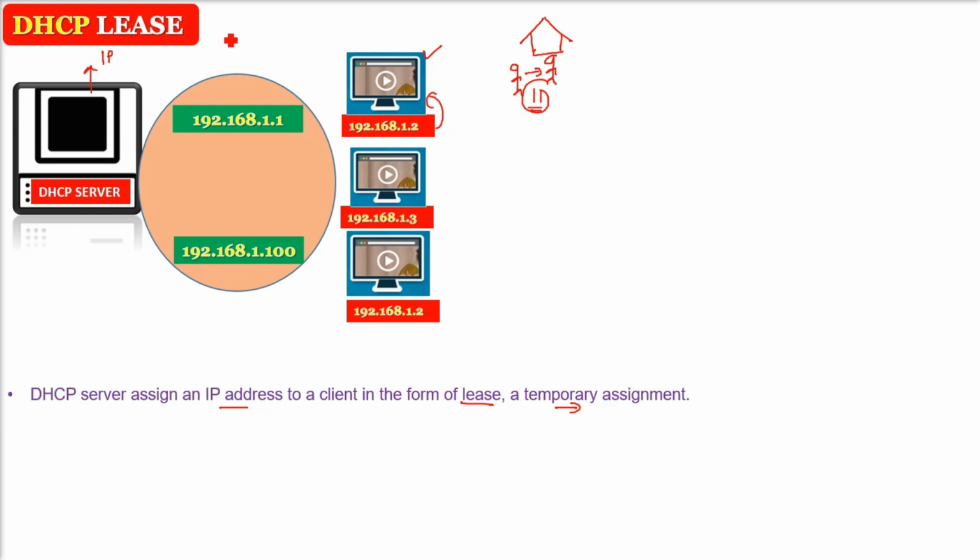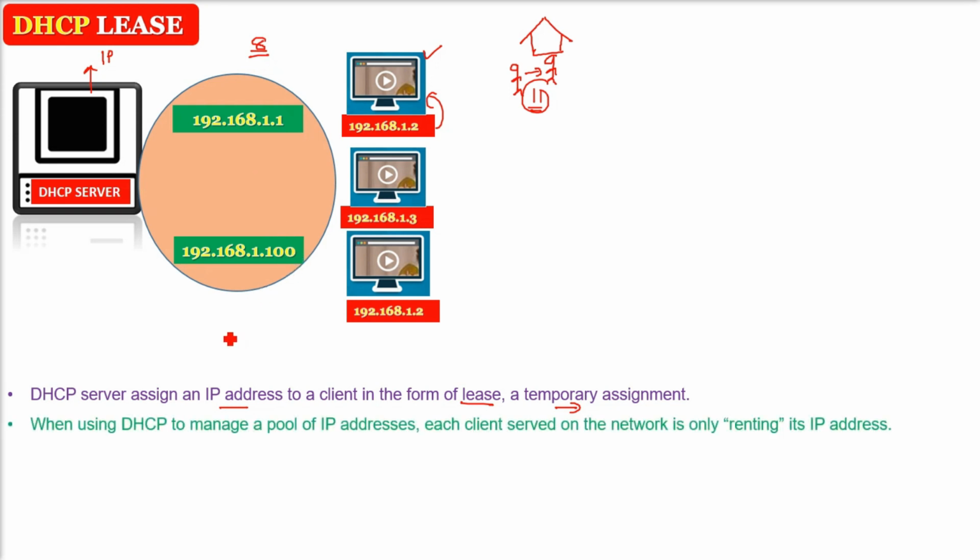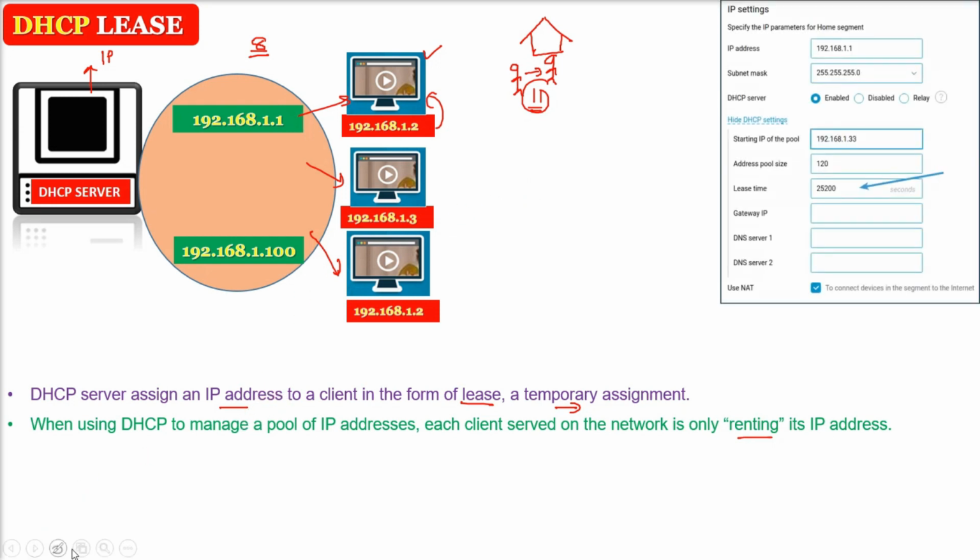If you go to Windows, 8 days is the default time. In Linux, you can change it. It can be minutes, seconds, hours, or days. So when using DHCP to manage the pool of IP addresses, each client served on the network is only renting the IP address on lease, not permanently taking it. The assignment is not permanent. So this is how it works.